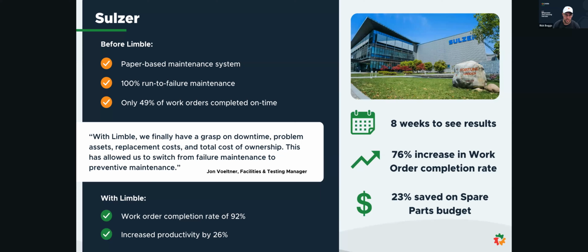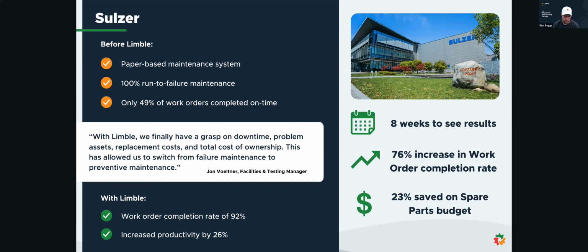example here is Solzer. They were founded in 1834, and it's a Swiss industrial engineering and manufacturing firm headquartered in Switzerland. They're a global leader in fluid engineering and specialize in pumping, agitation, mixing, separation, and purification technologies. And they have 180 world-class manufacturing facilities and service centers all over the world. So before Limbo, Solzer operated with a paper-based maintenance system. And after years of doing failure maintenance, Solzer consistently ran into the same issues.